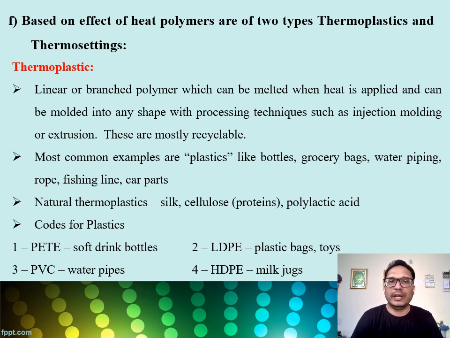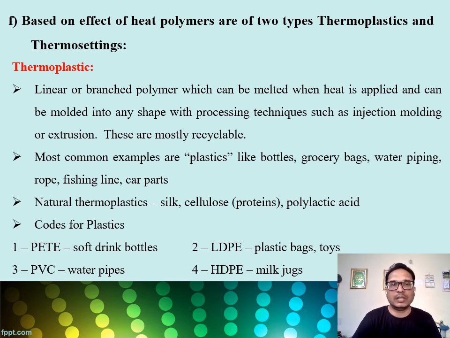Based on the effect of heat, polymers are of two types, thermoplastics and thermosettings. There is one more class, elastomers, also existing in between these two. The thermoplastics are linear or branched polymers which can be melted when heat is applied and can be molded into any shape with processing techniques such as injection molding or extrusion. These thermoplastics are mostly recyclable.